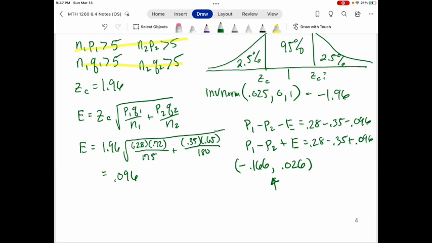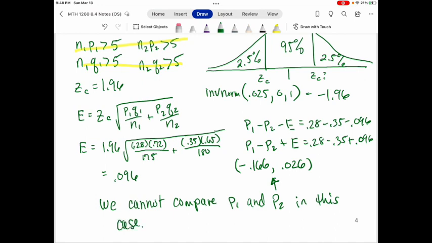Now, our conclusion is that we cannot draw any conclusions from this because we don't know if P1 minus P2 is negative or positive from this, which means I can't compare P1 and P2. So there really is insufficient evidence here to draw any kind of conclusion. So I'm just going to write down, we cannot compare P1 and P2 in this case.